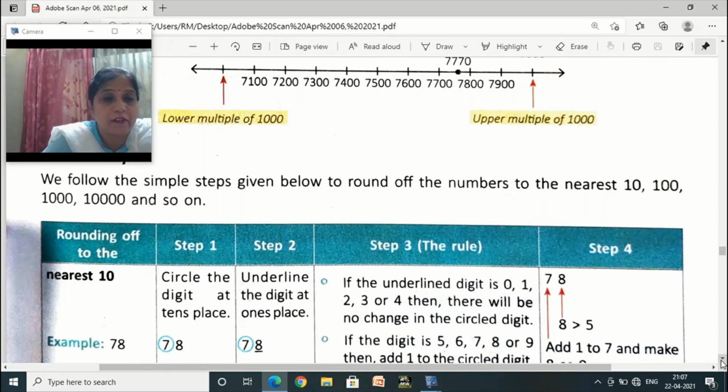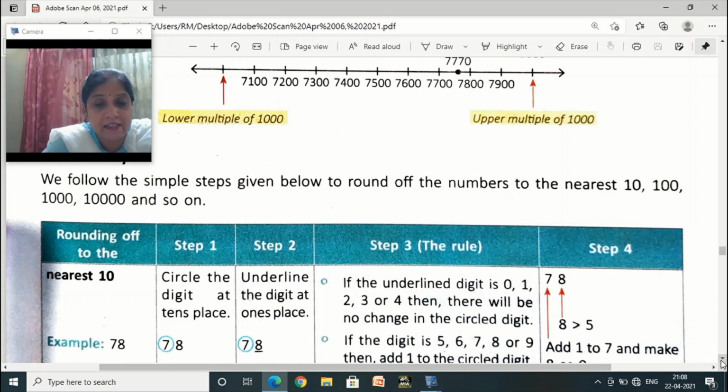What steps we will follow is that in step 1, circle the digit. Since we have to round it off to nearest 10, we will circle the digit at tens place. That means in step 1 we will circle the digit to which we have to round it off. Then in step 2, underline the digit at ones place. In the first step, we have circled the digit at tens place.